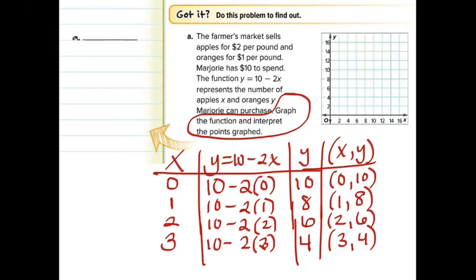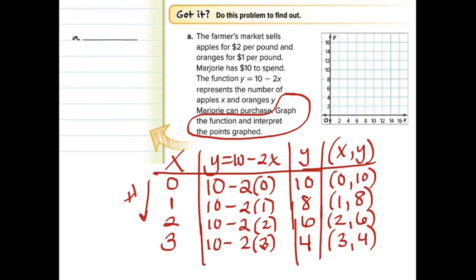Okay? A couple things I want you to notice to help you self-check as you go through. If we notice there's a pattern with our x values, there should be a pattern with our y values. As my x values increase by 1, what happens to my y values? They're decreasing by 2, and the reason they're decreasing by 2 is because it's $2 a pound for apples. So every extra pound of apples I have, that's $2 more I'm spending. 2 less dollars I can spend on oranges.